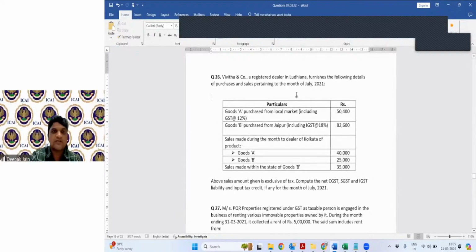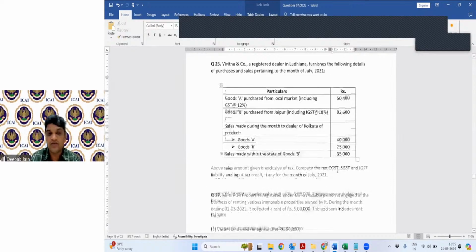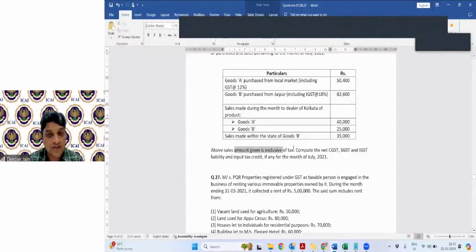Question number 26. Vivita and Company, a registered dealer in Ludhiana, furnishes the following details of purchases and sales made for the month of July 2021. Goods A purchased from local market, including GST at 12%. Goods B purchased from Jaipur at 82,600. Sales made during the month to a dealer of Kolkata of goods A 40,000 and goods B 25,000. Sales made within the state of goods B is 35,000. Above sales amount given is exclusive of GST. Compute the net CGST, SGST, and IGST liability and input tax credit, if any, for the month of July 2021.